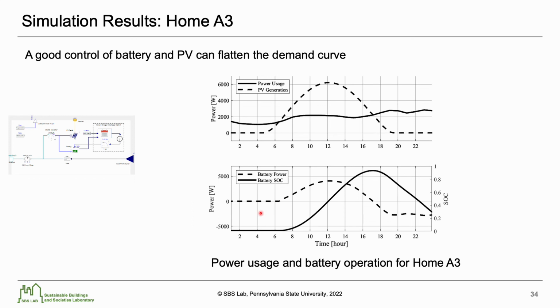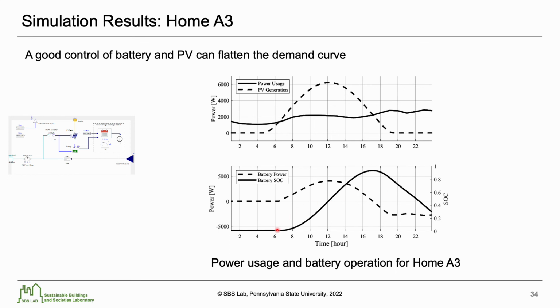The bottom figure shows the operation of the battery. The dashed line is the battery power. As you can see, if it's positive, that means it's charging, and if it's negative, that means it is discharging. The solid line shows the state of charge, or SOC, for the battery.